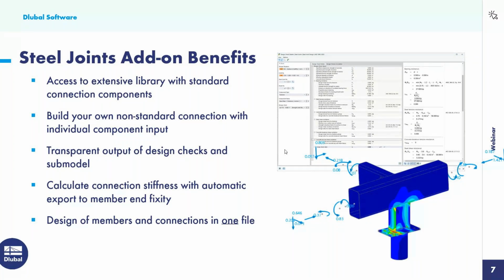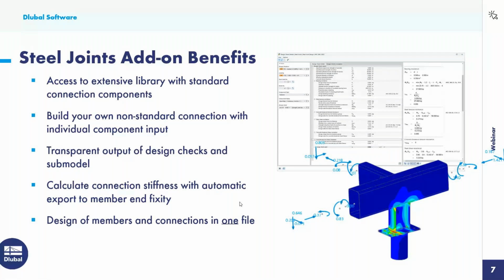So within the welds and the bolts, for example, as you can see over here on the right-hand side, you can see a line-by-line output of the code equations, the code references, and ultimately how we determine that design ratio. But even more so, you can actually download the submodel that we've generated underneath the hood for this connection and open it up like we would any other RFEM model.